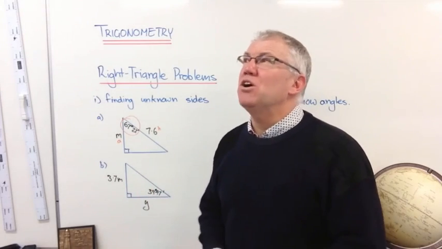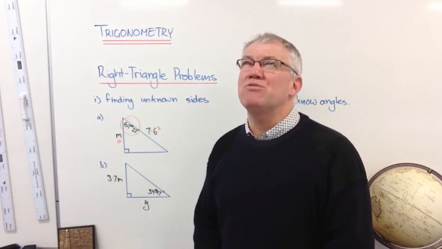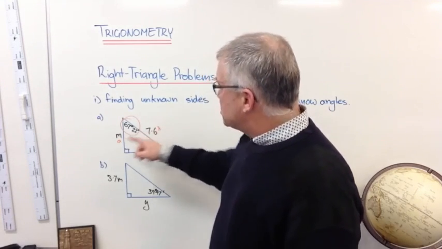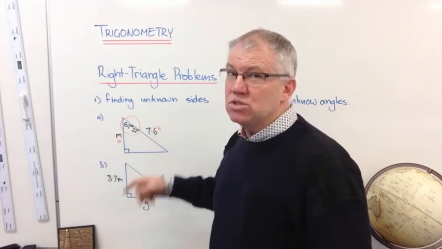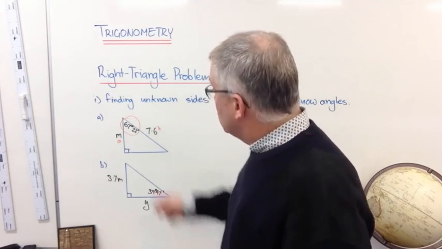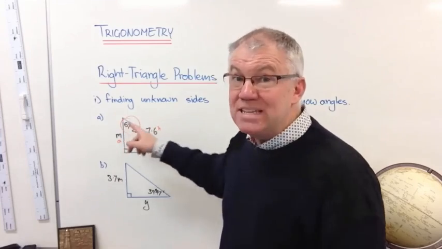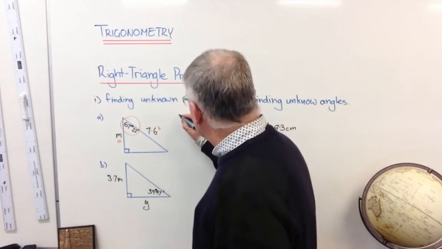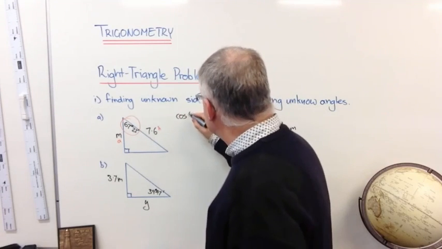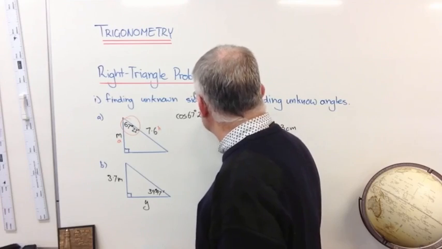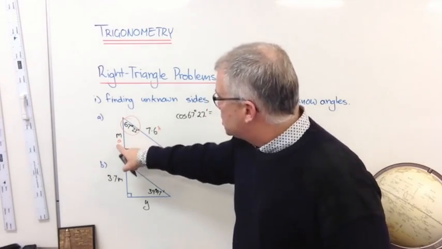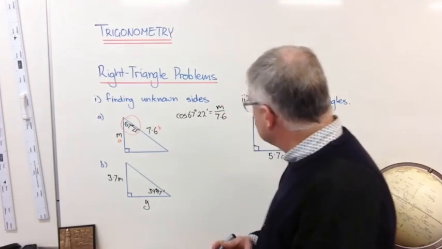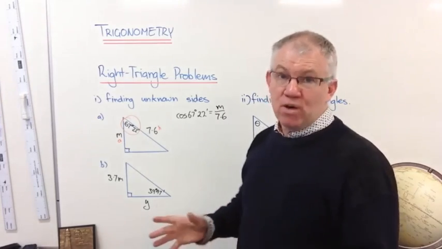Okay, and so now we go back to SOHCAHTOA and try to remember which of the three trig ratios gives us a relationship between adjacent and hypotenuse, and so it's CAH, the adjacent divided by the hypotenuse. So we need the cosine ratio. Now we begin our working. What we're going to have is cos 67 degrees and 22 minutes is equal to the adjacent m over the hypotenuse, 7.6. And what we want to do is find out what m is.